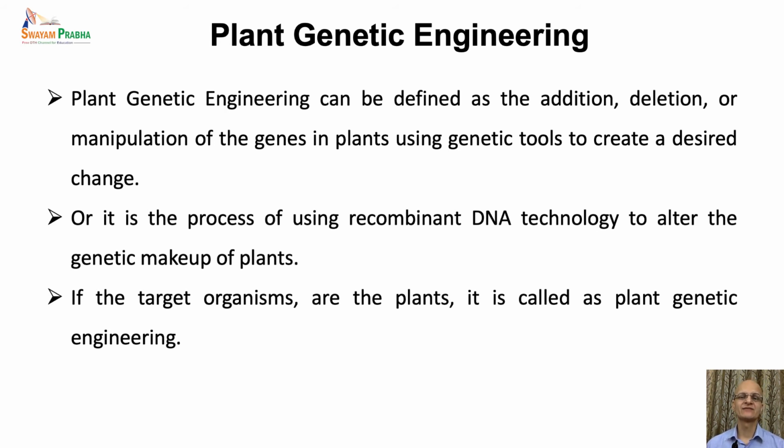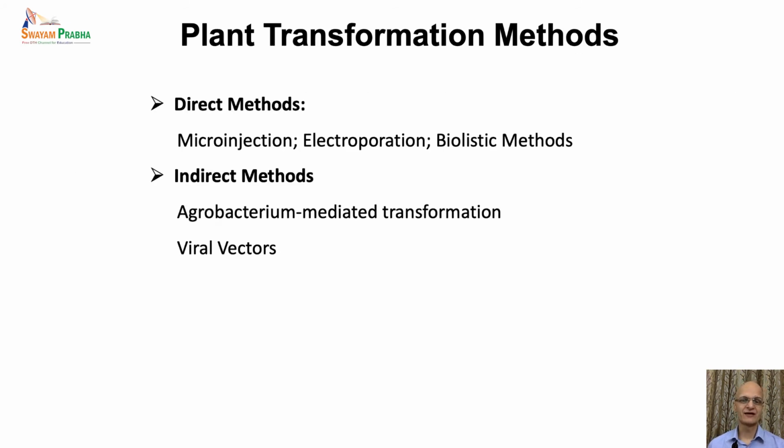Earlier we defined plant genetic engineering as the addition, deletion, or manipulation of genes in plants using genetic tools to create the desired change, or using recombinant DNA technology to alter the genetic makeup of an organism. The whole concept of plant genetic engineering originated in the late 1970s, when it was worked out that Agrobacterium transforms plants naturally, and it can be used to transfer foreign DNA of interest to plants. However, over time since the 1980s, several other methods of DNA delivery or plant transformation have been developed and successfully used to regenerate transformed plants. So there are several methods through which plant transformation can be achieved.